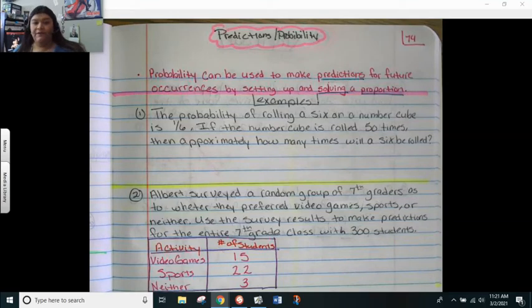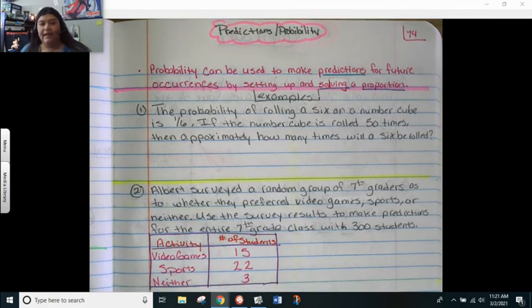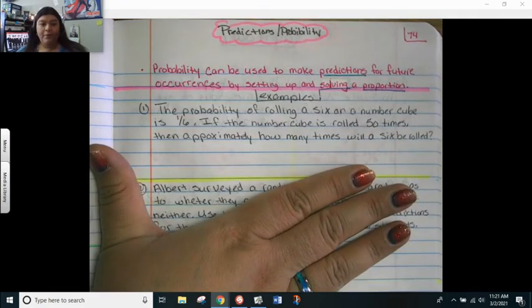All right, we are going to be finishing up probability today. So go ahead and press pause and copy up to example 1, and then press play when you're ready.